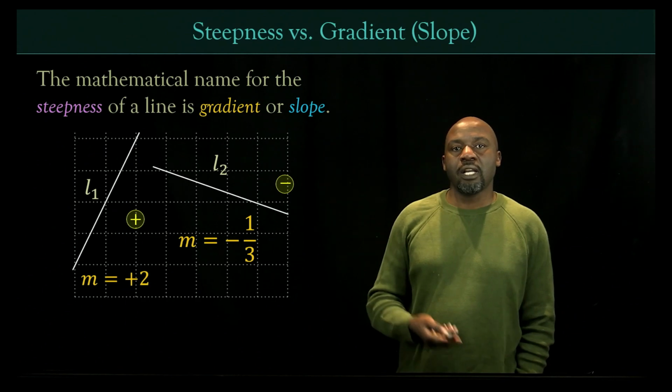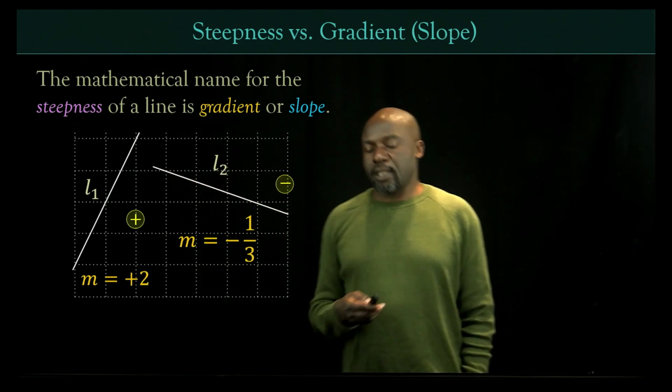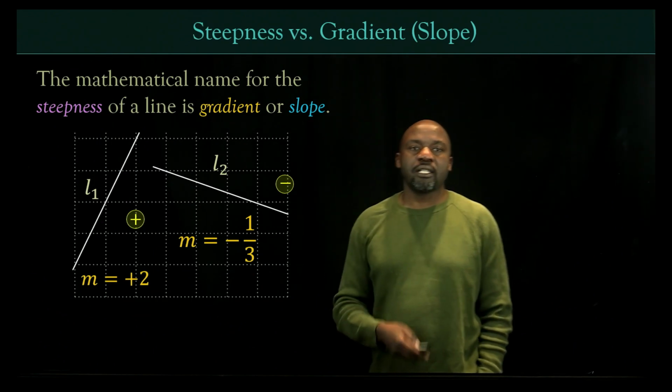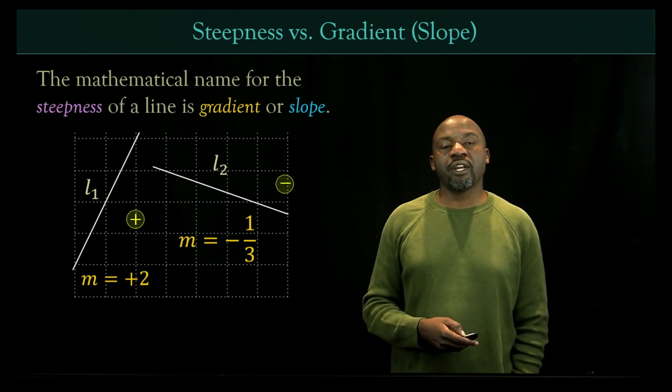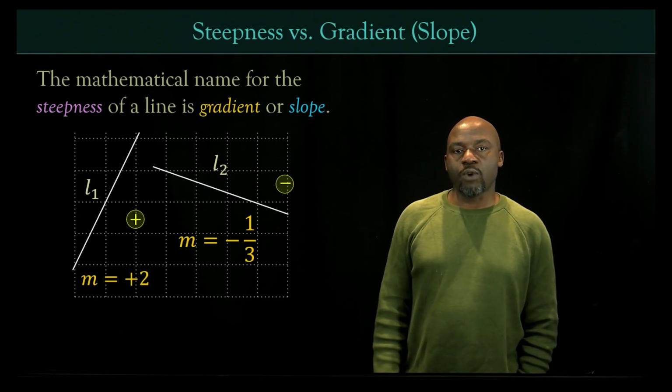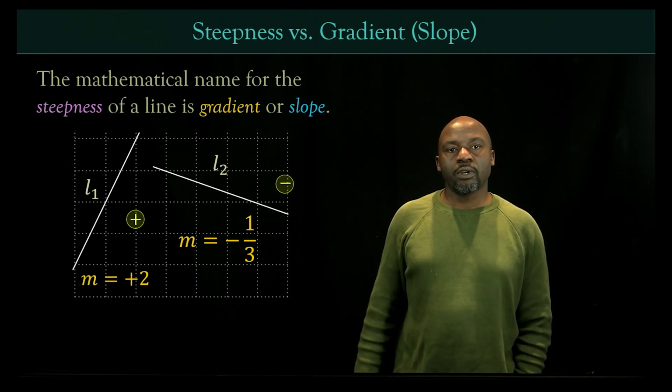All right, the steepness is another name for gradient, okay? Or in mathematics, gradient is the term we use when we are referring to steepness. So we say the gradient of line L1 is 2, okay?